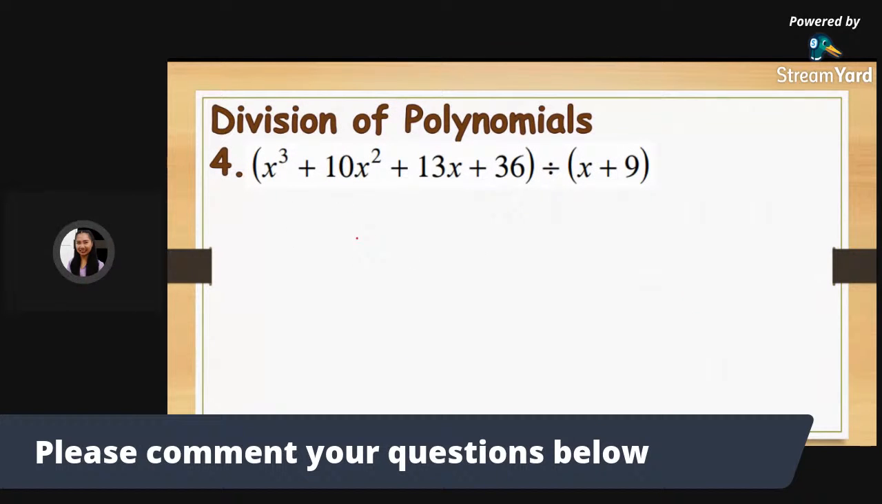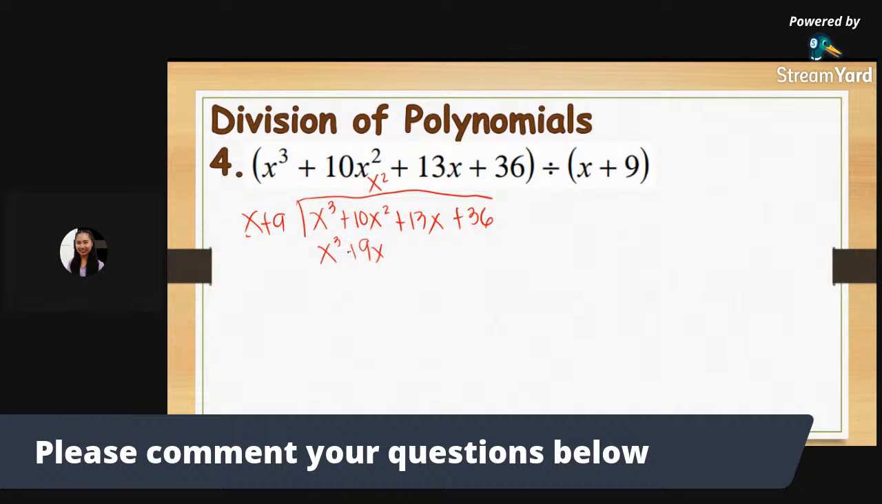Question number 4, let's have here. x cubed plus 10x squared plus 13x plus 36 divided by x plus 9. Take note that we are going to consider only the first term. x cubed divided by x is x squared. x squared times x, we get x cubed. And x squared times 9, we get 9x squared. Okay, 10 minus 9, we get x squared.